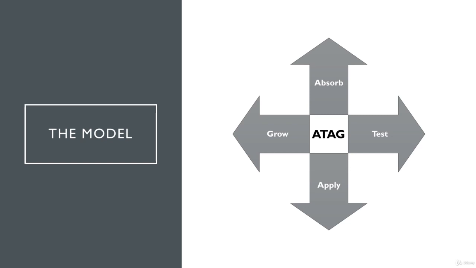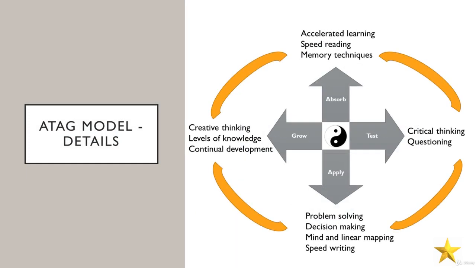A little bit more detail on this slide. So we'll start looking at accelerated learning, memory techniques, speed reading, and then to test ideas, critical thinking and questioning. Asking the right questions is one of the most underrated skills, actually. And then in terms of applying knowledge, we'll look at problem solving, decision making, mind mapping and linear mapping, and speed writing. Really interesting skill. Get ideas down quickly onto the page. And then in terms of growing your skills and ideas, we'll look at creative thinking, how to combine different levels of knowledge, and how to develop continually for the long term, over years rather than weeks or months.